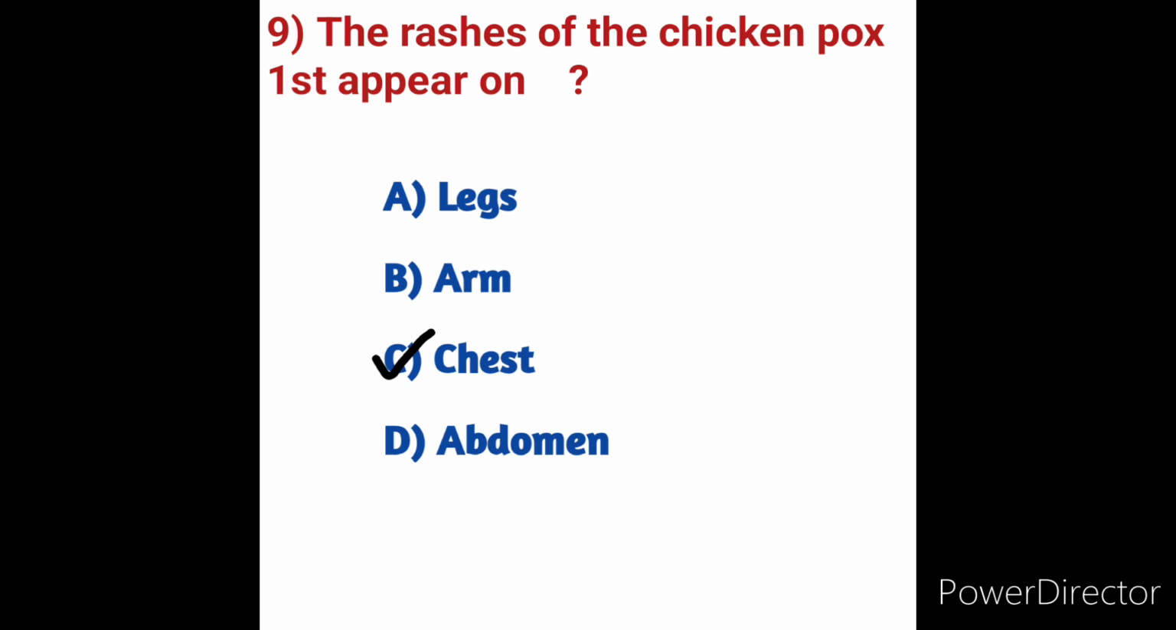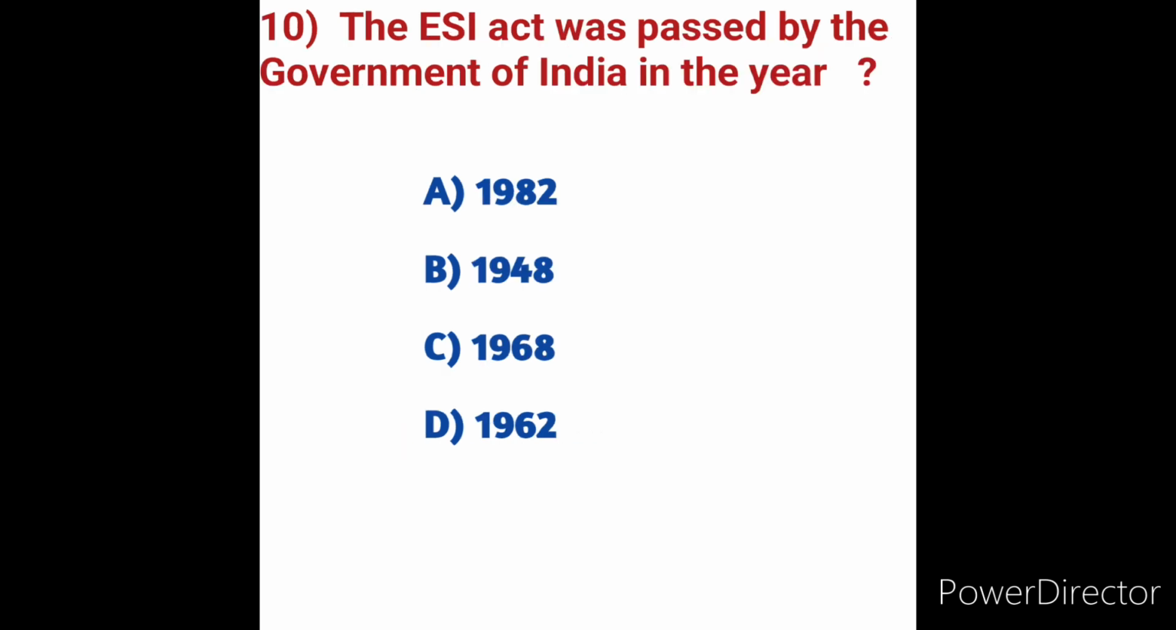The red itchy skin rash usually starts on the chest, then belly or back and face. So here the rashes of chickenpox first appear on the chest. From the following options, option C is the correct answer here. Next we will move on to question number 10. The ESI Act was passed by the Government of India in the year.